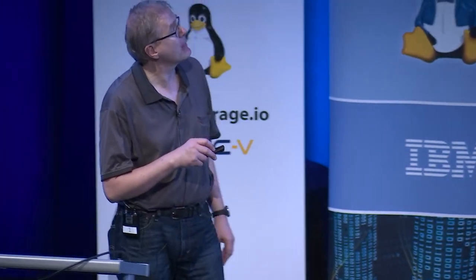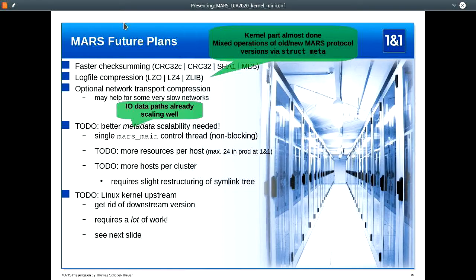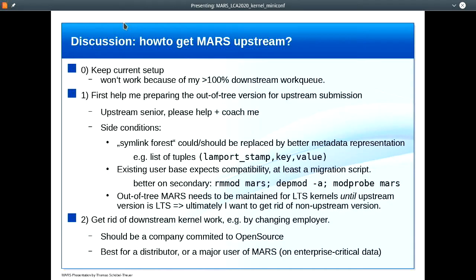So it's ensuring compatibility, even if the data structures and the offsets in the records have changed. OK. And of course, the last slide of my talk is about kernel upstreaming. So how to get it upstream? Here I see some problems, because I'm overloaded with more than 100%. I'm the only developer for downstream, and I'm already filled up to more than 100% in my ordinary work queue. And some of Mars development, or much of it, is even in my spare time already. So spare time is not the solution to kernel upstreaming.